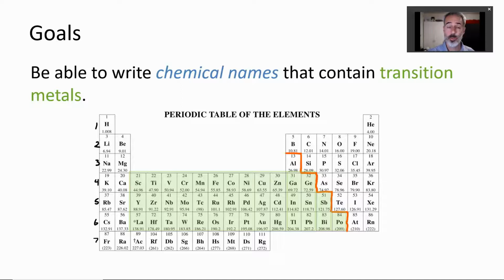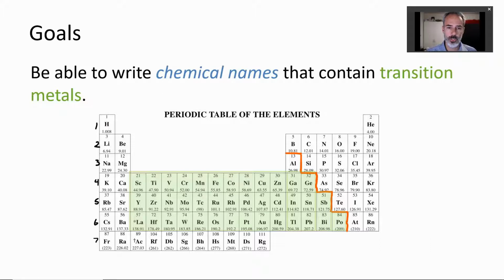In the last lesson, we learned that transition metals need a Roman numeral in the name. Let's review a little bit though. Which of these is the reason for why transition metals need a Roman numeral and none of the other elements do? That's right. It's because transition metals can have more than one possible charge. They're multivalent, right? So in this lesson, we're going to learn how we can write the chemical names.